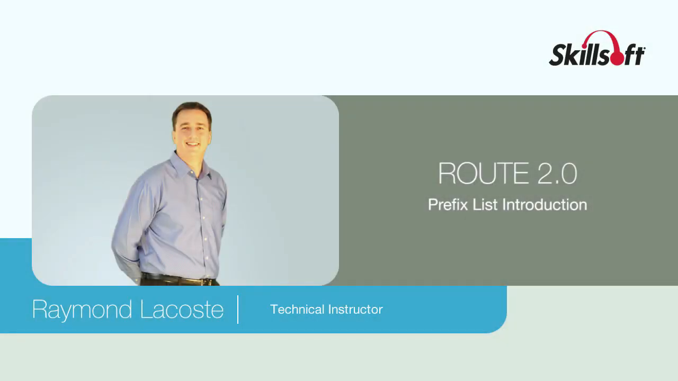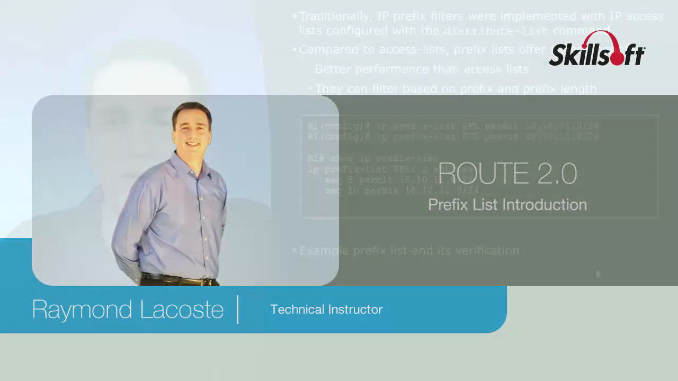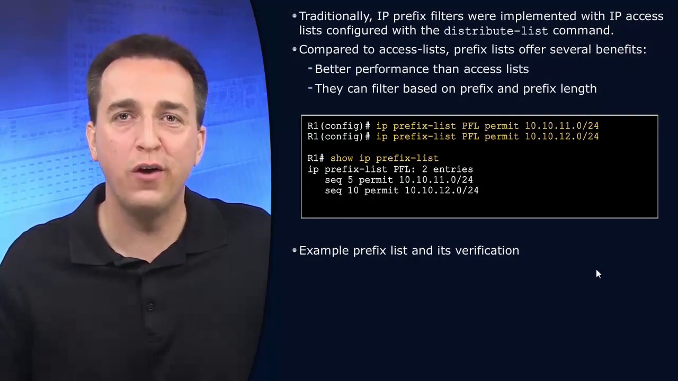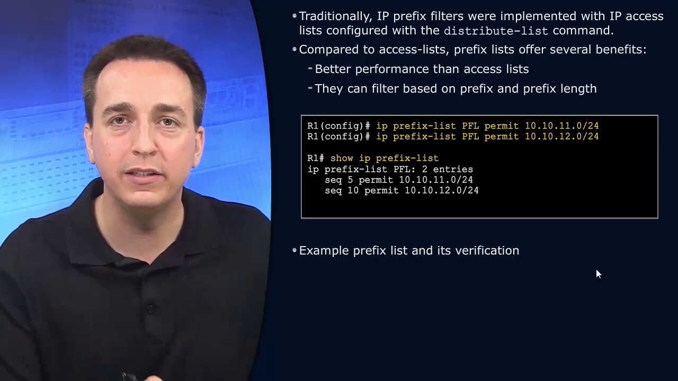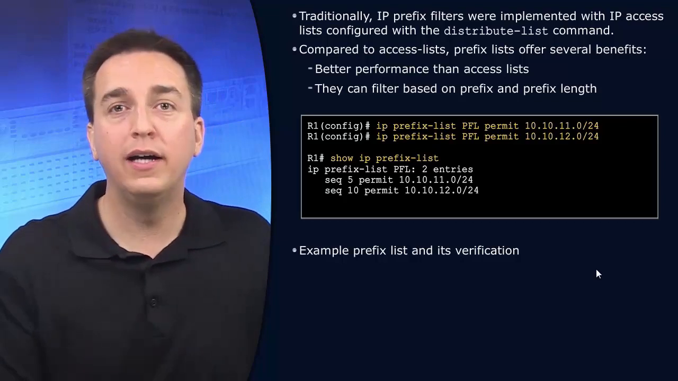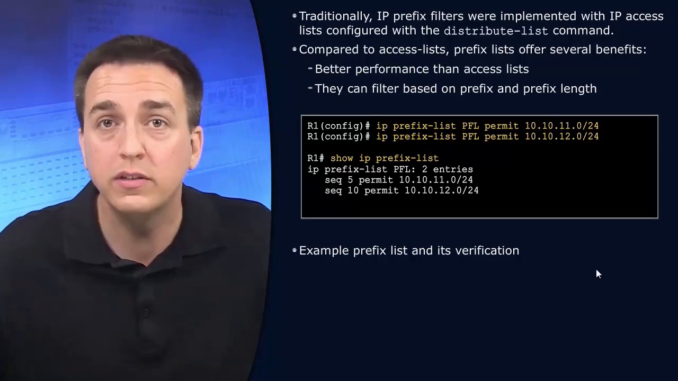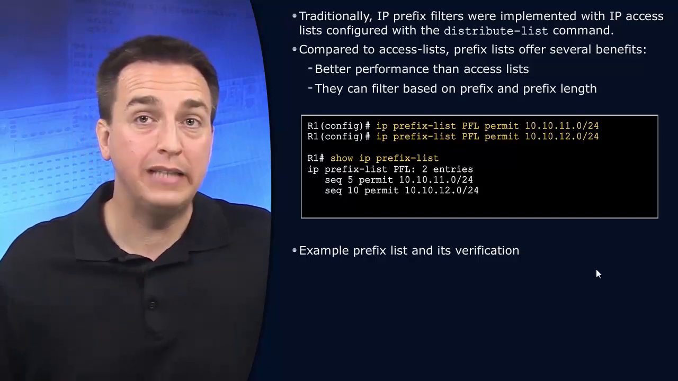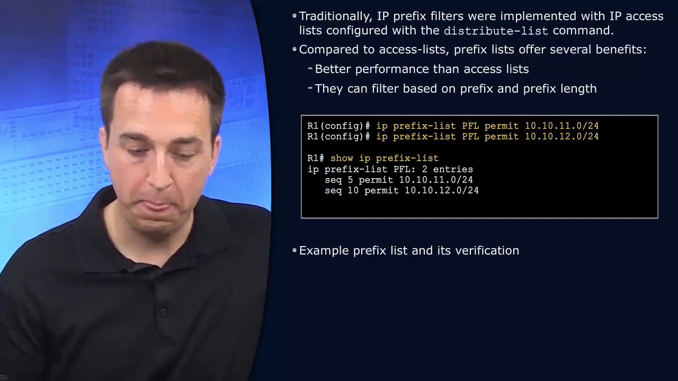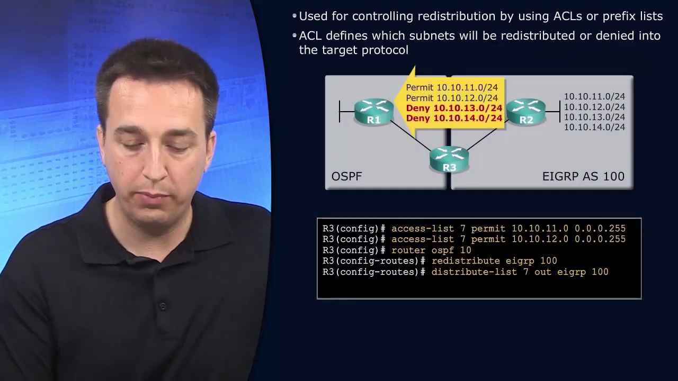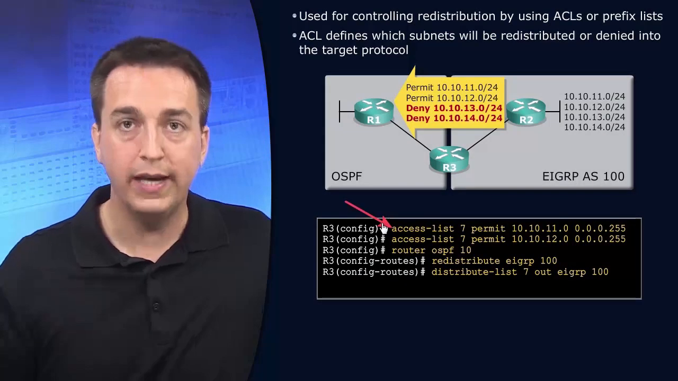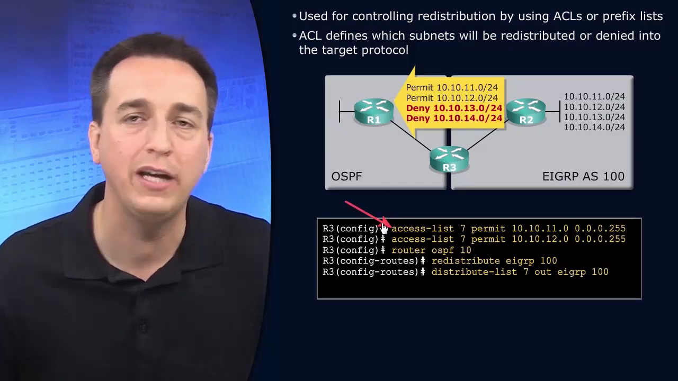As you can see, distribute lists are very, very powerful. However, their power comes from the mechanisms that are being utilized to identify the routes that you want to control. And in our examples, we used access control lists. If we go back to our example, you'll notice that the access control list says permit this particular range of addresses.